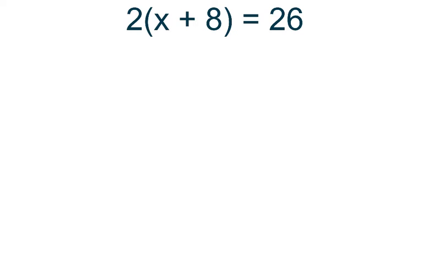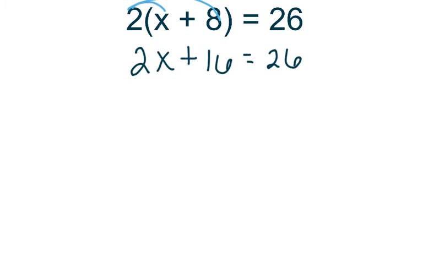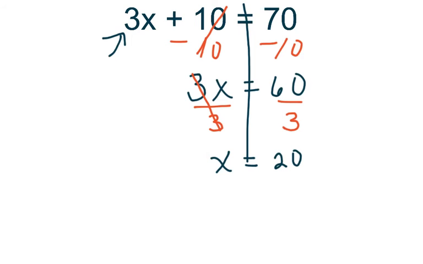Here we have parentheses, and just like we would do without the equal sign, we're going to have to distribute. So what I'm going to do first is take this 2 and multiply it by x. That's going to give me 2x. Then I have to multiply the 2 by the 8. Bring down my plus sign. 2 times 8 is 16. Bring down my equal sign. 26. So now it looks exactly like the equation that we had back here.